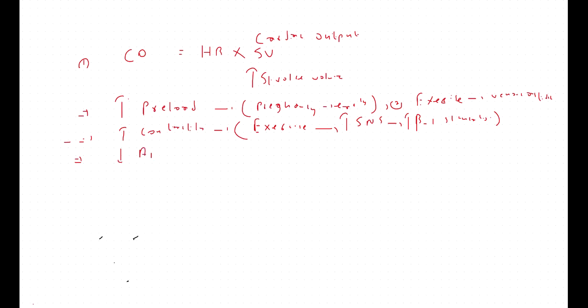Now, what is afterload? Afterload is the pressure against which the left ventricle is contracting. It's simply the pressure in your aorta. Blood pressure in your aorta is called your afterload. So once I reduce the afterload, it will be much easier for the left ventricle to remove the blood out of it. Can anybody tell me a normal physiological state in which the afterload reduces?